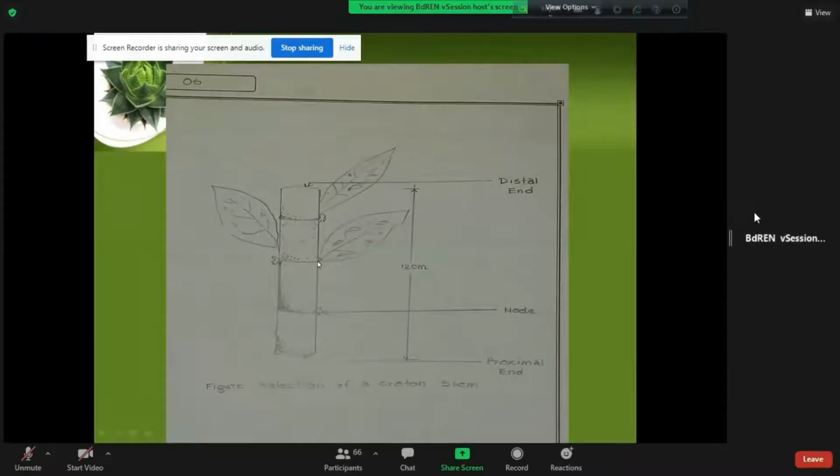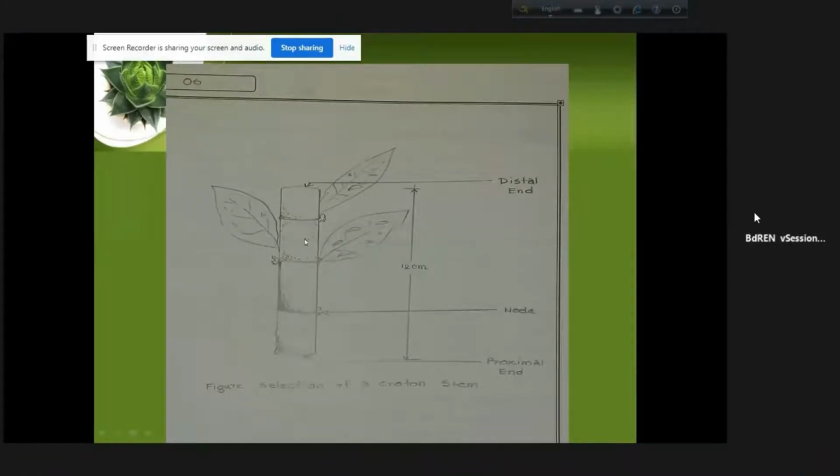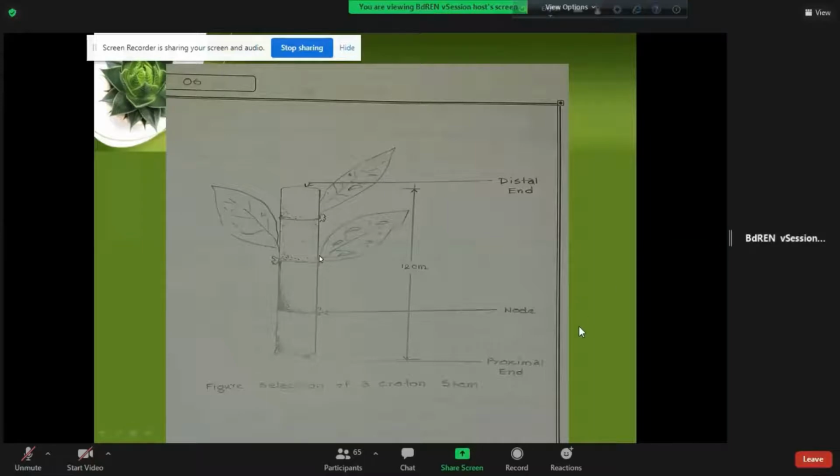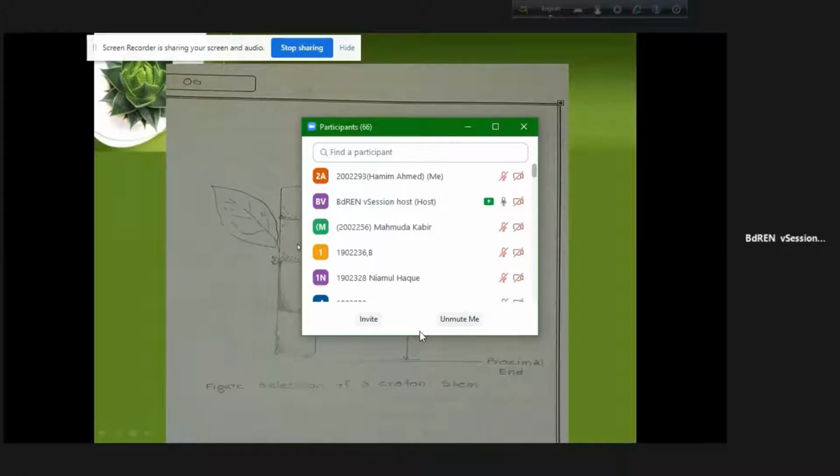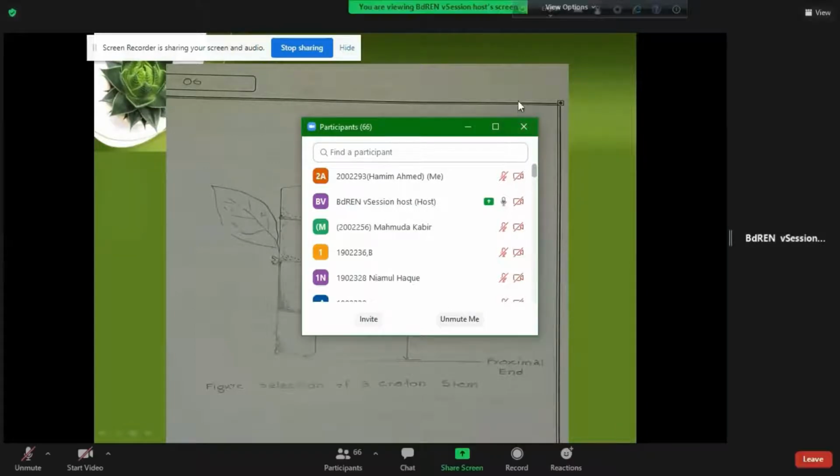So this portion is node, and this is leaf, and this is the branch or stem. This portion is called axil. From the axil, new shoot or branch will grow. This is stem, this is leaf, this portion is called axil. From the axil, the branch will grow.